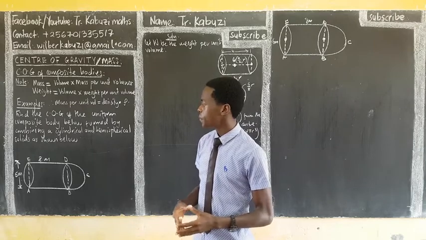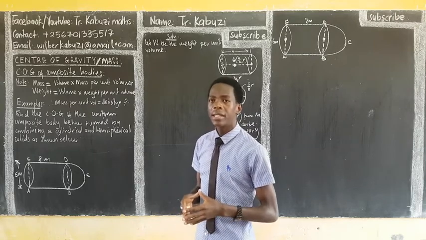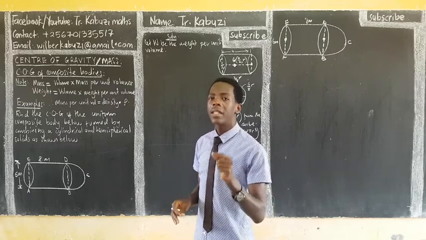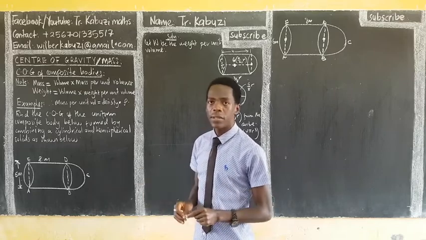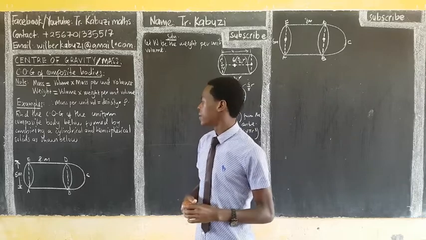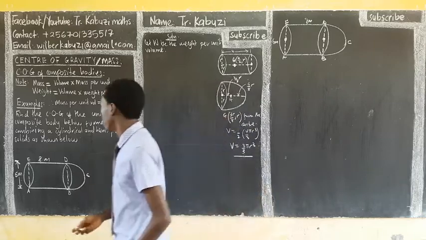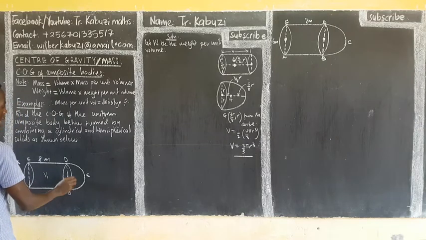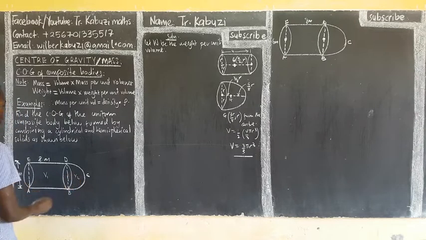So what we do now, because they are solids, we calculate their volumes. If they are laminar, then we calculate the areas. But here these are volumes because they are solids. So we call this one volume 1, and this one volume 2.